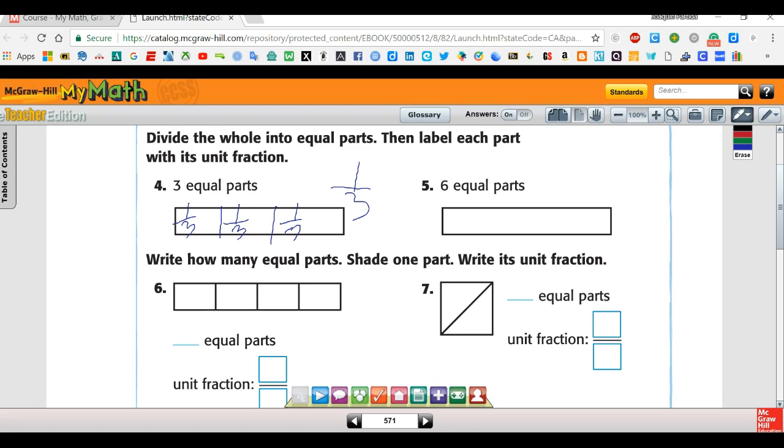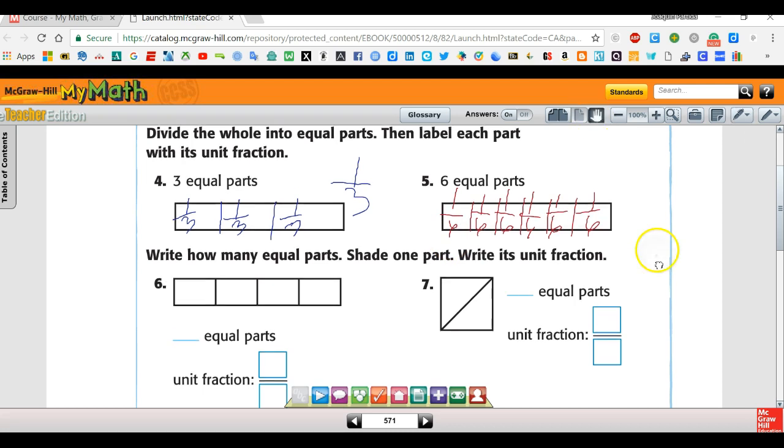So how many parts do I need to make for number 5? 6. So let's see, 1, 2, 3, 4, 5. And then Caleb, each one of those is how much? 1/6. So it'll be 1/6 here, 1/6 here, 1/6 here. So each unit fraction is 1/6. Okay. 6 and 7, they're already divided for you, huh? They divided those already for you.